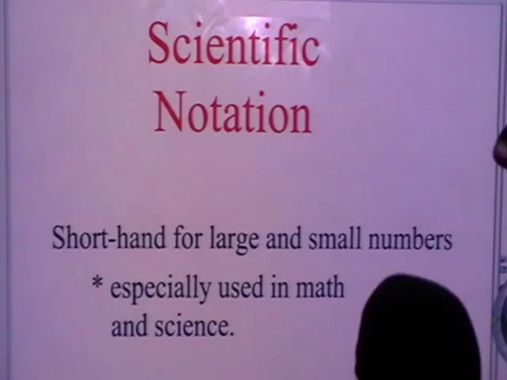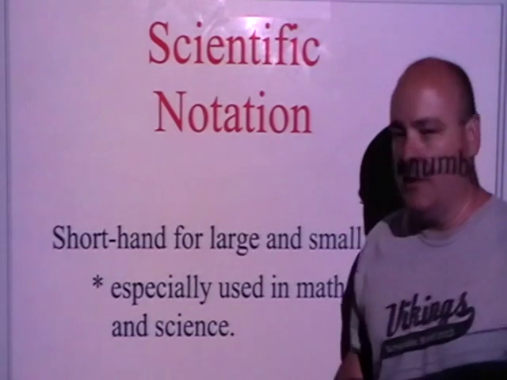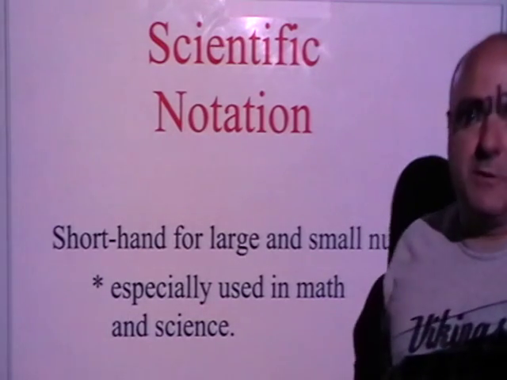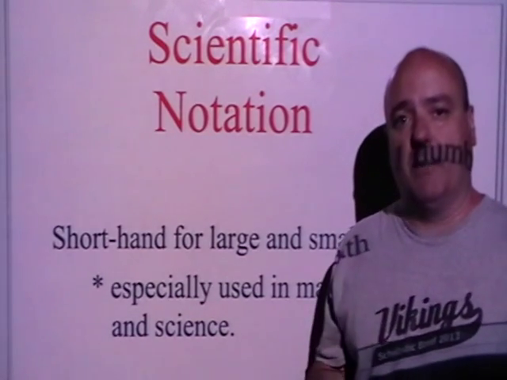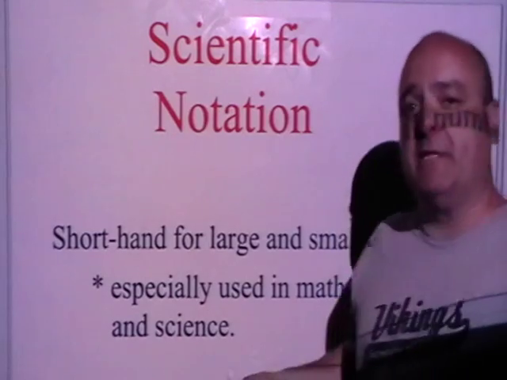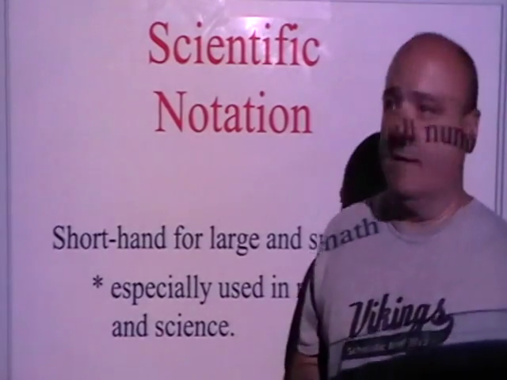Today we're going to talk about scientific notation. Scientific notation is basically shorthand for very large and very small numbers. Now today we're only going to talk about large numbers. Scientific notation is used a lot in math and science.